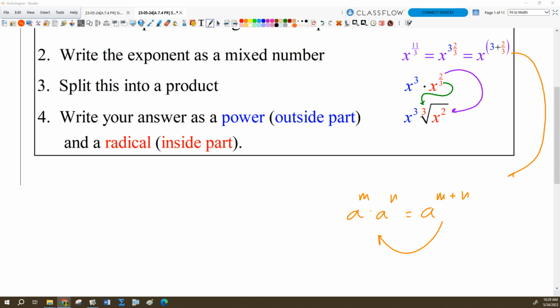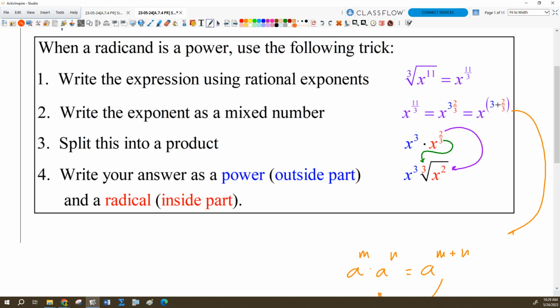So how could we make this quicker? Well, really all we've got to do is go from x to the 2/3 down to x to the 3 and 2/3, and we could immediately convert that to our answer, right? Because we know that the integer part goes outside, the fraction part corresponds to the inside, okay?